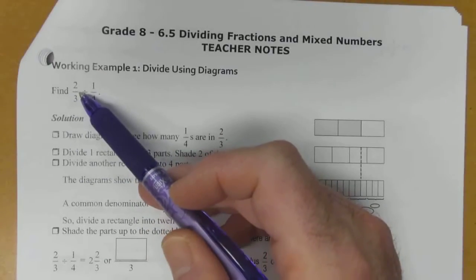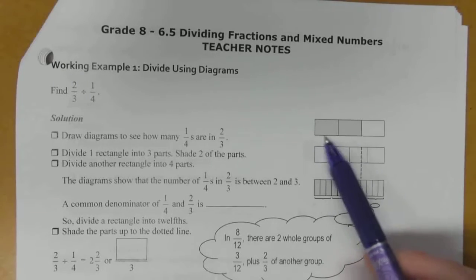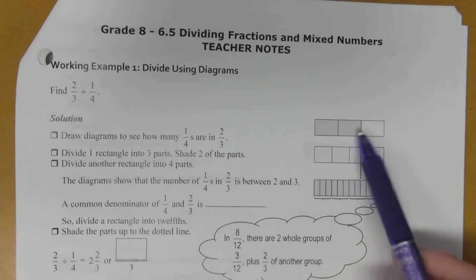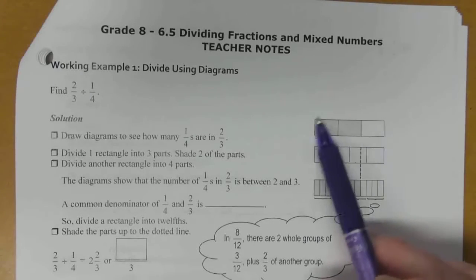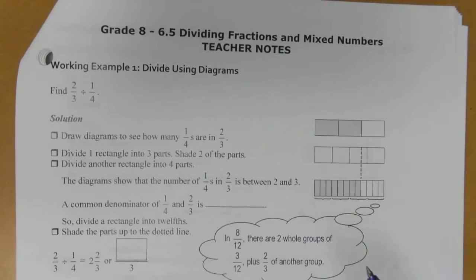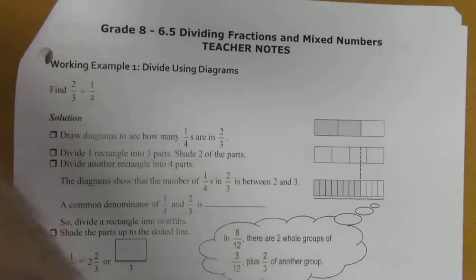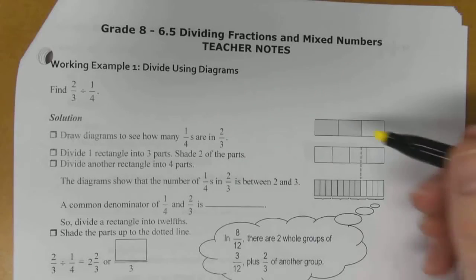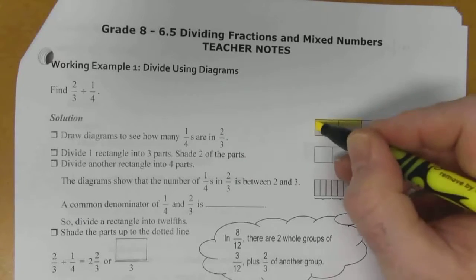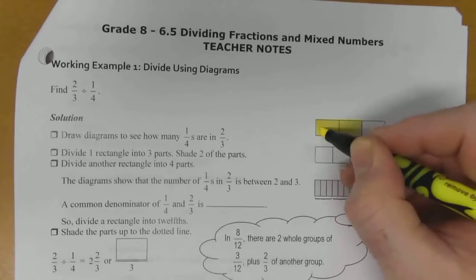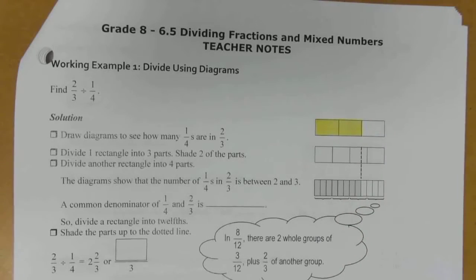2/3 is our first fraction. So the first thing to do is draw a rectangle, break it into thirds, and then shade 2 of them. So this represents 2/3. And I'm going to use some color to help with this a little bit. So we've got 2/3 shaded in yellow.